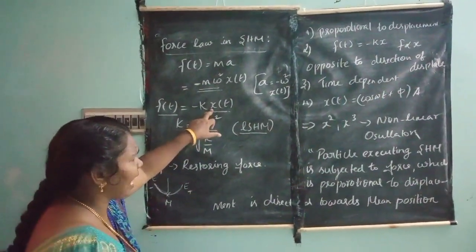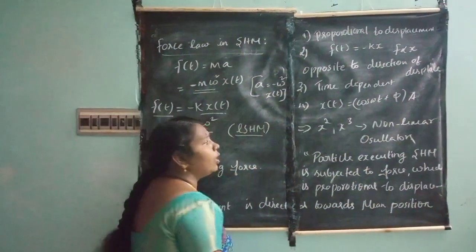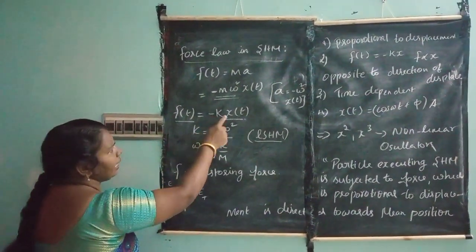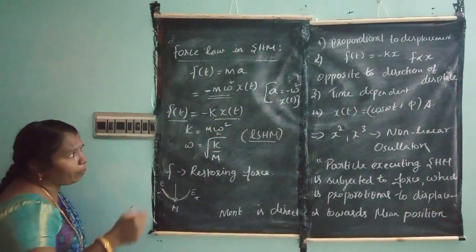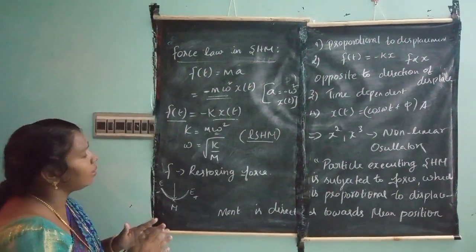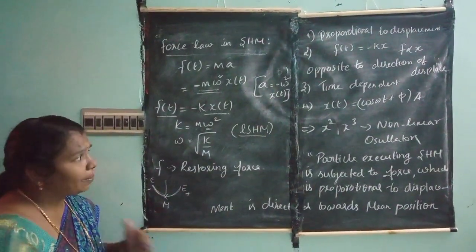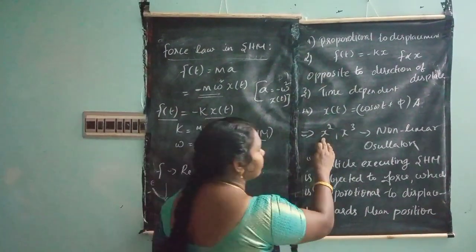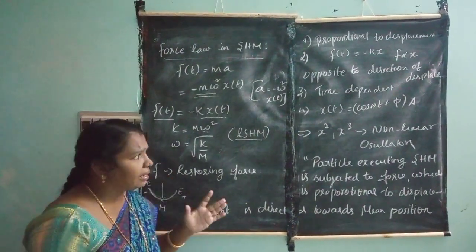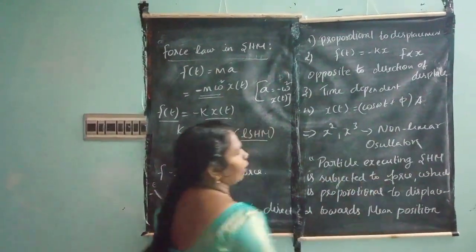If instead of x, there is x square or x cube, then it is called a non-linear oscillator. Can you understand, students? I got that f of t is equal to minus k into x of t, so the displacement is represented in a linear manner, with power 1. When it is represented with power 1, it is called linear simple harmonic motion. Similarly, if it is in the order of x square, x cube, these are all represented by non-linear oscillators. Can you understand? Yes.